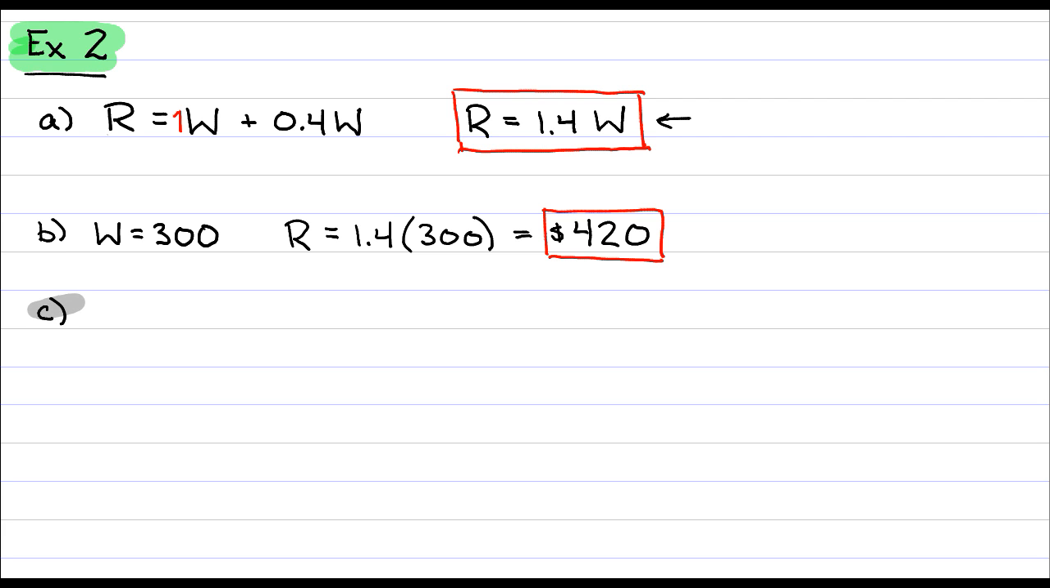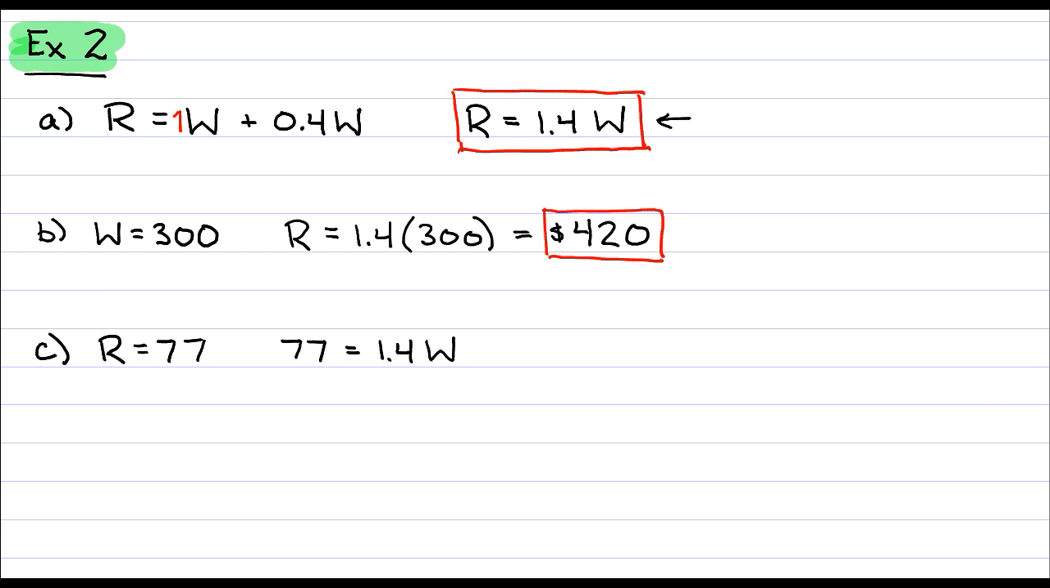Okay? So Part C is similar, except we're sort of going in the opposite direction. In Part C, we are asked to find the wholesale price of a pair of jeans that have a retail price of $77. So in this case, we're given the retail price, and we're asked to find the wholesale price. So again, we simply take R equals 77 and then plug this into the equation we found in Part A. So that would give us 77 equals 1.4 times W.